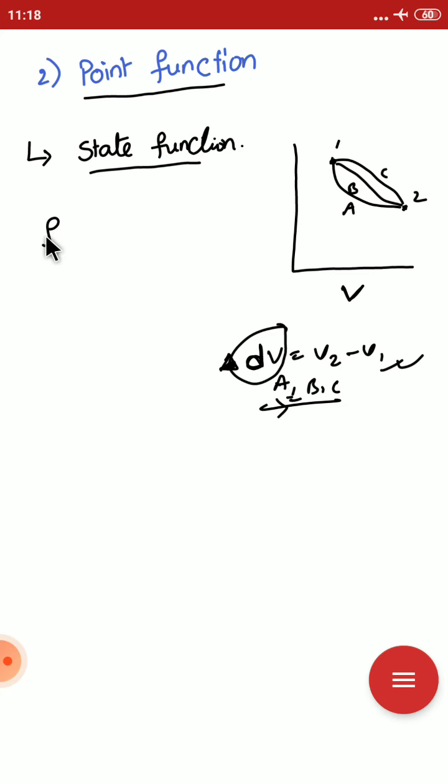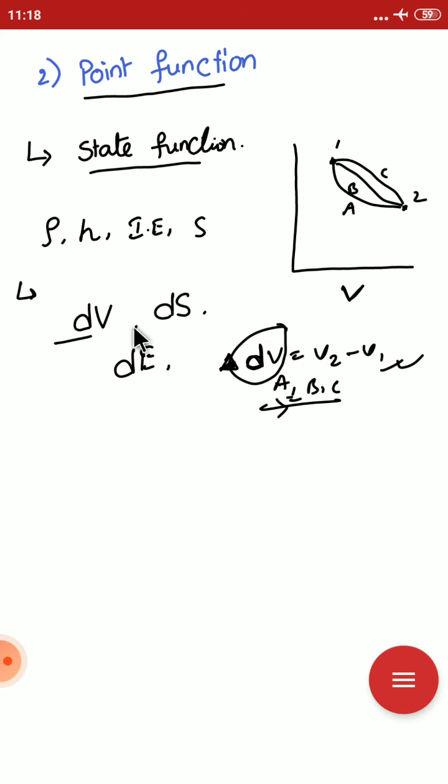Point functions are density, enthalpy, internal energy, entropy. A point function is a property of the system. We can say all the properties of the system are point functions only. Point functions are exact, perfect differentials, so we can represent them as exact differentials: dV, dS, internal energy dE.